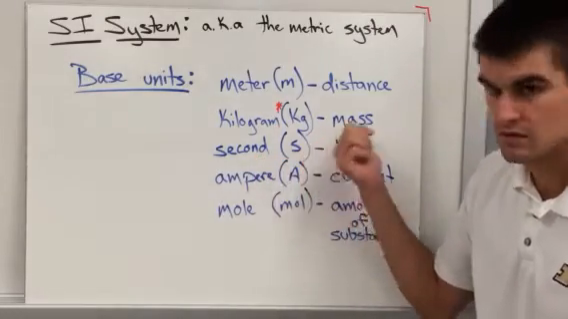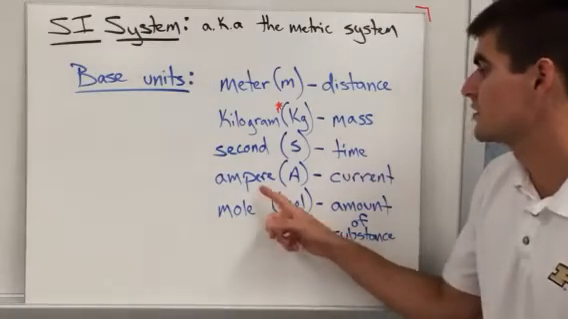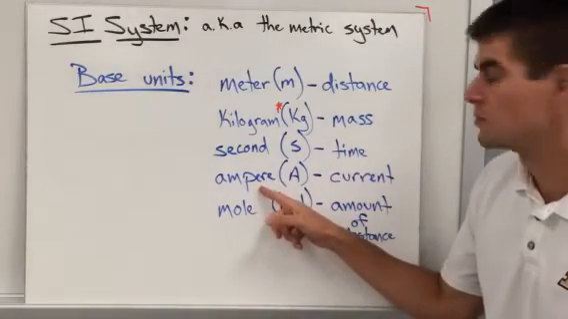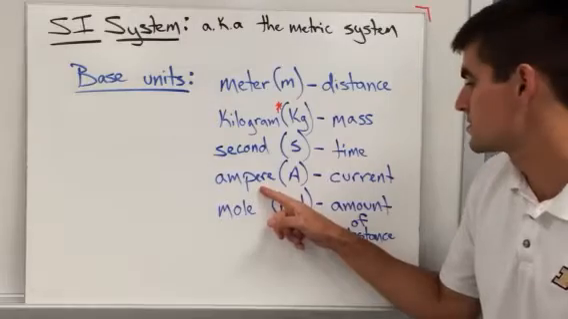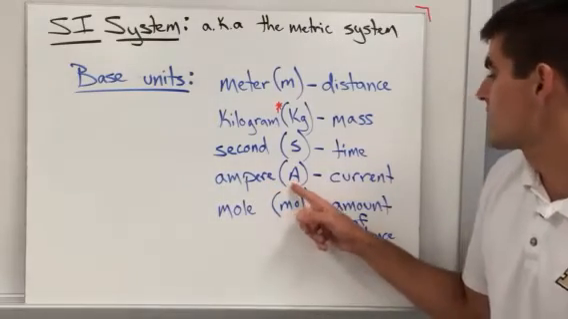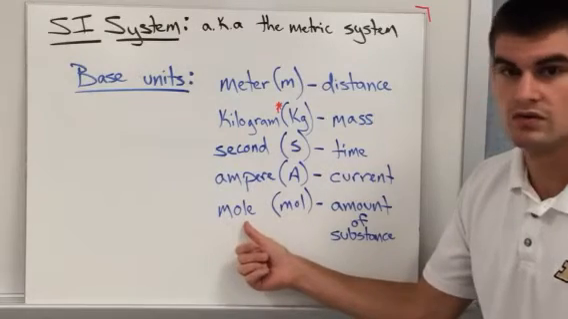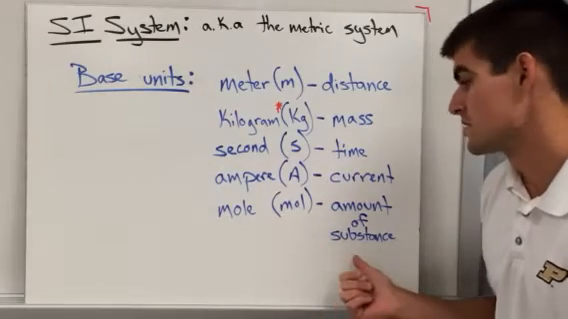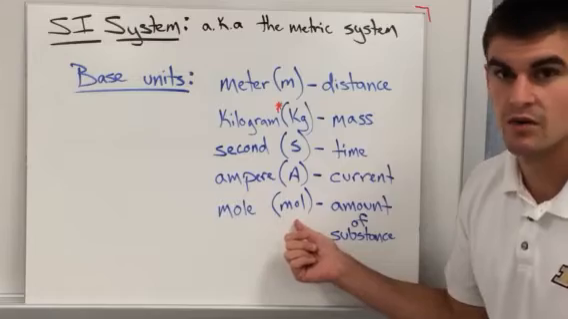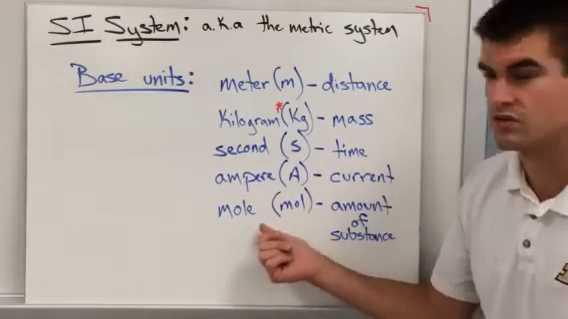Second, abbreviated s, for time, nothing new there. The ampere we'll get to once we get to electrochemistry. Abbreviated A, this is for current. And then the mole, not the furry little creature, but the amount of substance, abbreviated mol because mole was way too long.